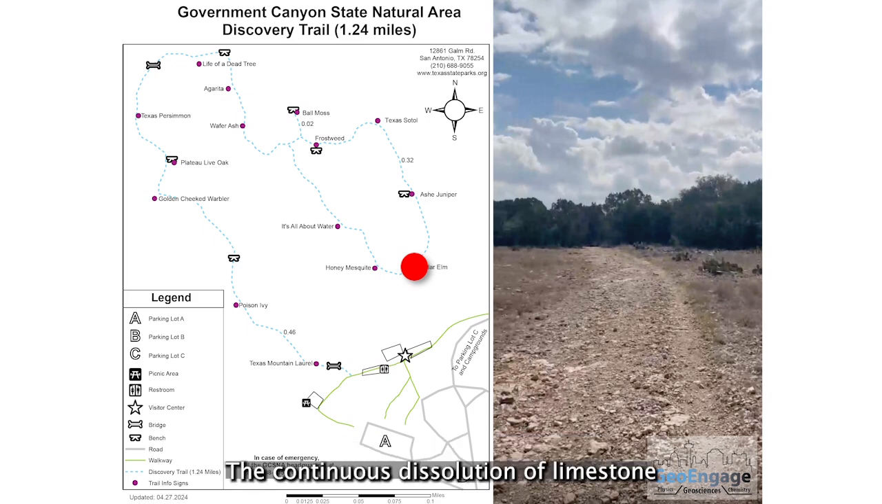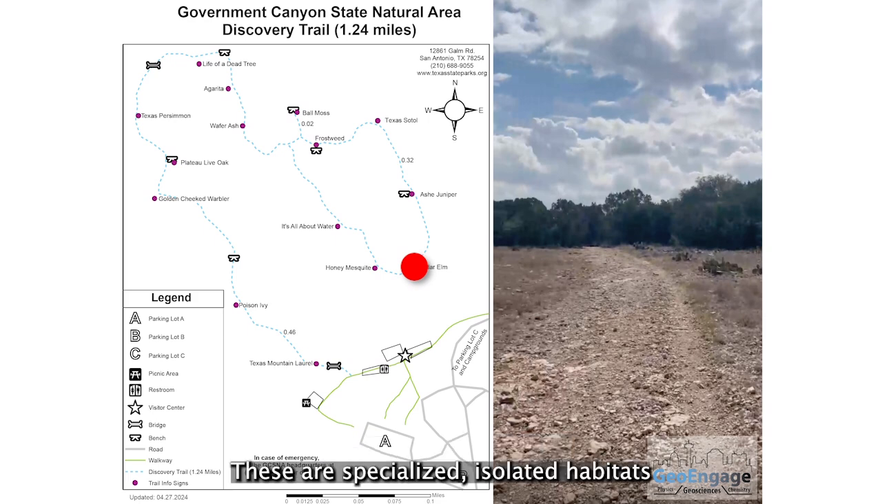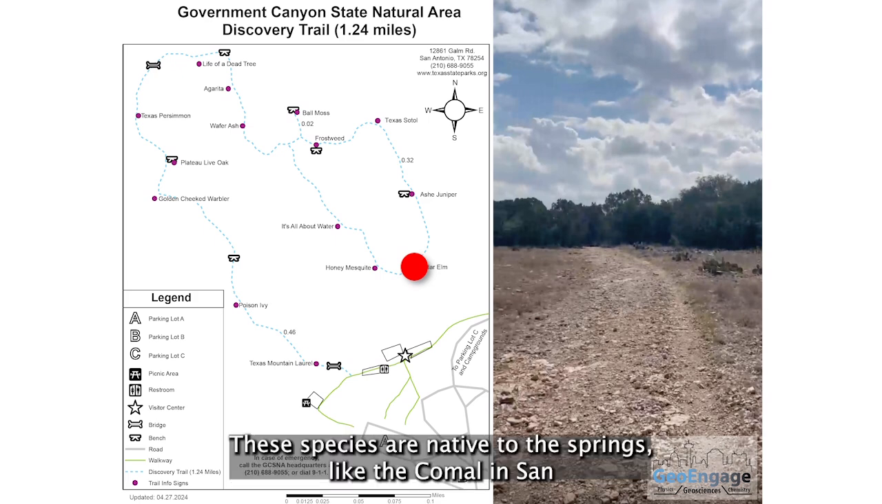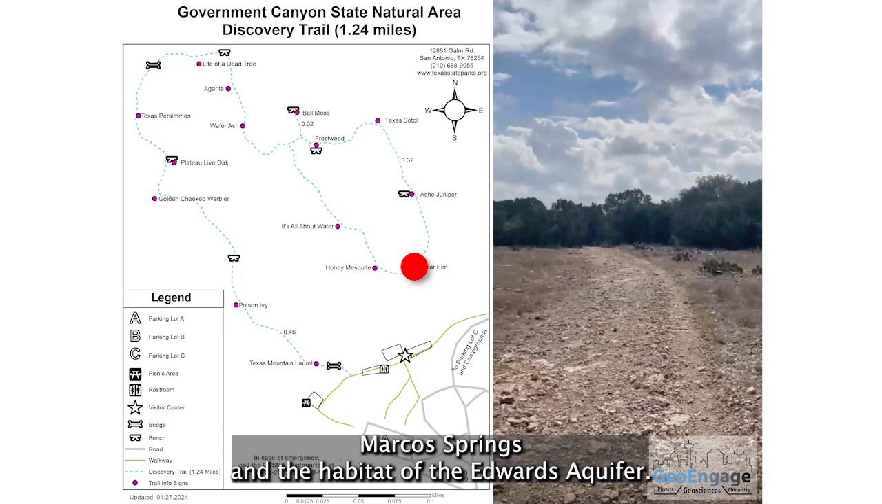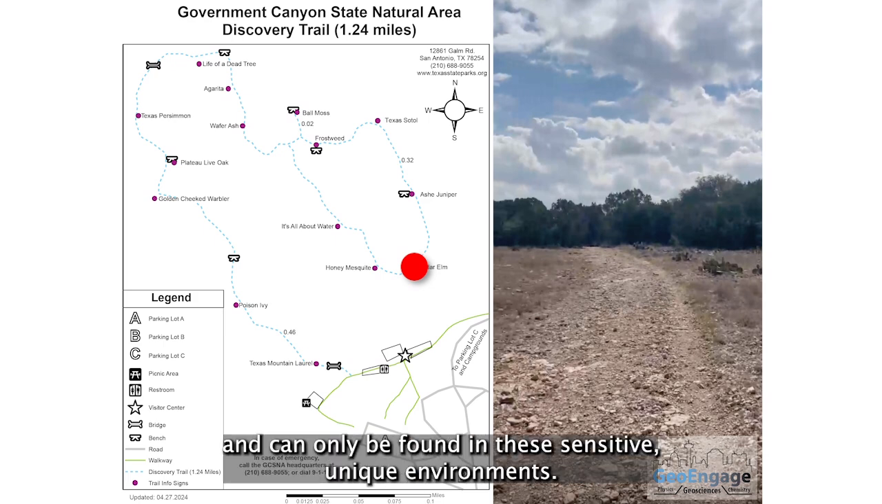The continuous dissolution of limestone creates large holes like sinkholes and caves. These are specialized, isolated habitats that host unique types of living organisms. These species are native to the springs, like the Comal and San Marcos Springs, and the karst habitat of the Edwards Aquifer, meaning that these species are very special and can only be found in these sensitive, unique environments.